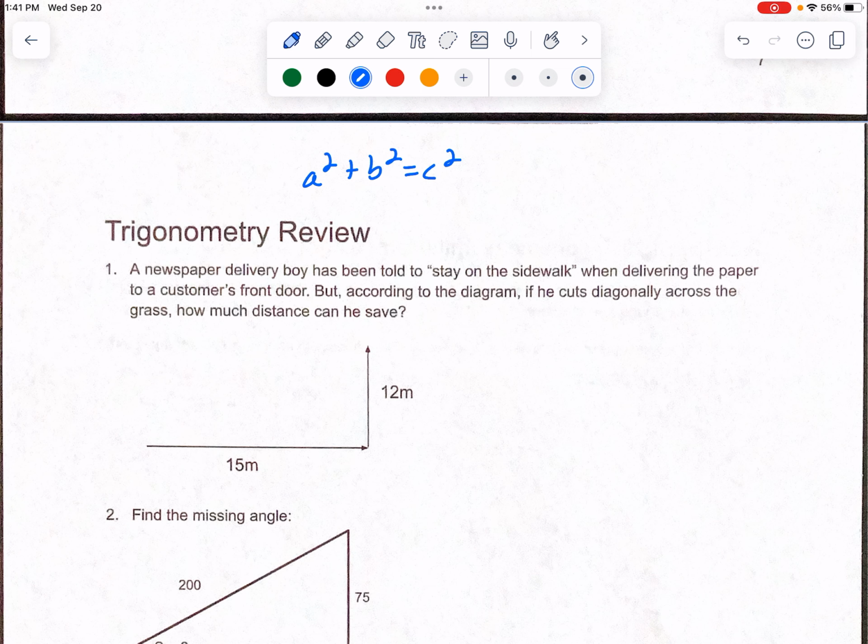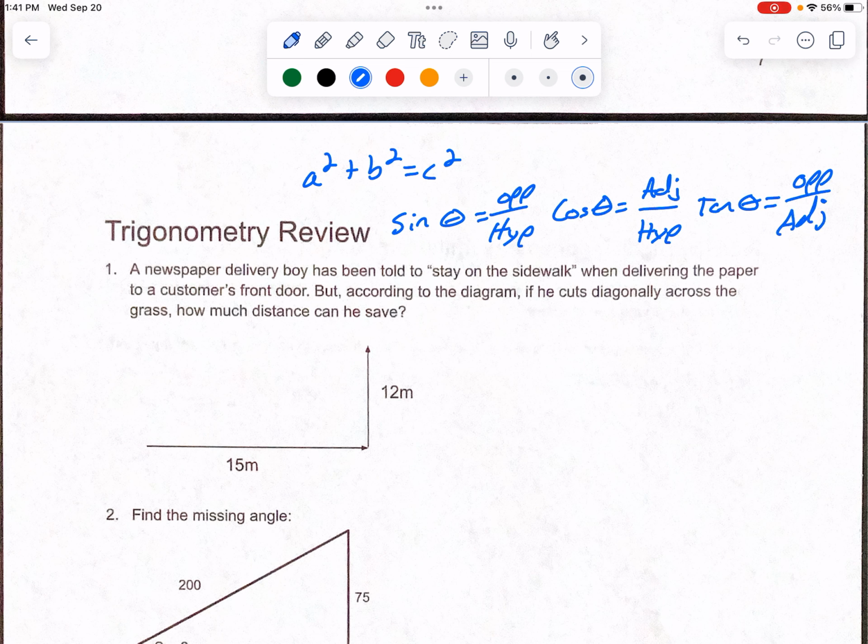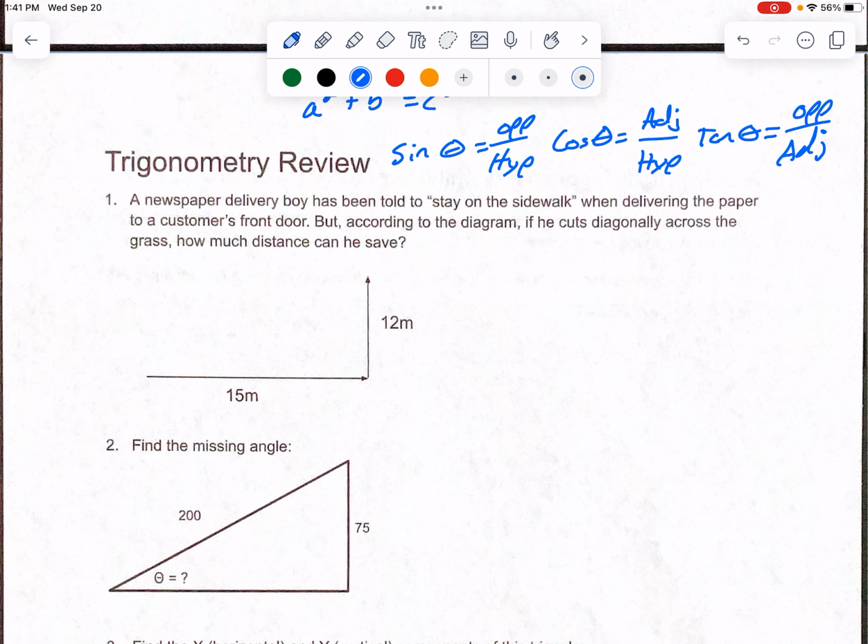And then we're going to have sine of our angle equals opposite over hypotenuse. Cosine of your angle is adjacent over hypotenuse. And tangent of your angle equals opposite over adjacent. So I'm going to be referring to those. I just don't want to write those down multiple times, so have these written down somewhere so that you can look at it, because I don't want to keep writing it and just waste time.